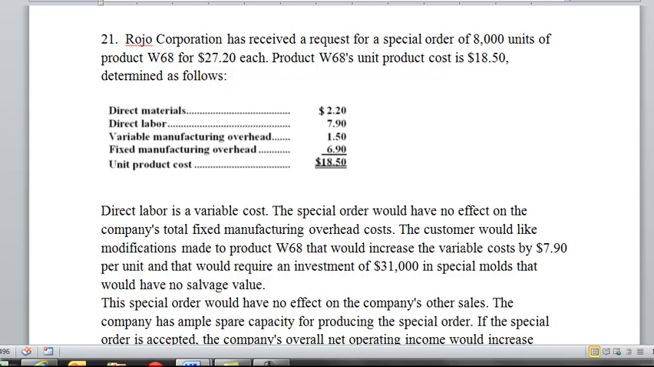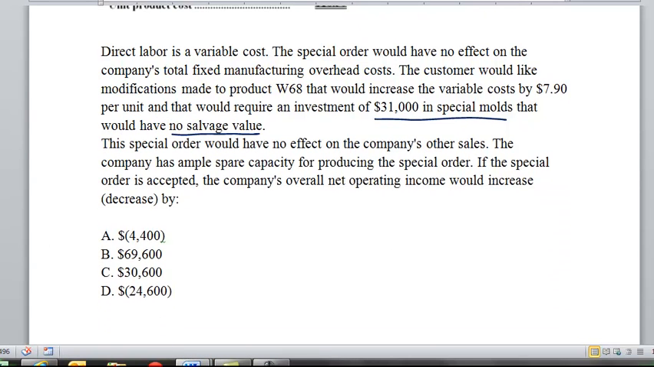The customer would like modifications made to W68 that would increase the variable cost by $0.90. So we'd have an additional $0.90 of costs. And that would require an investment of $31,000 in special molds that would have no salvage value. This special order would have no effect on the company's other sales. The company has ample spare capacity for producing the special order. If the special order is accepted, the company's overall net operating income would increase by what?